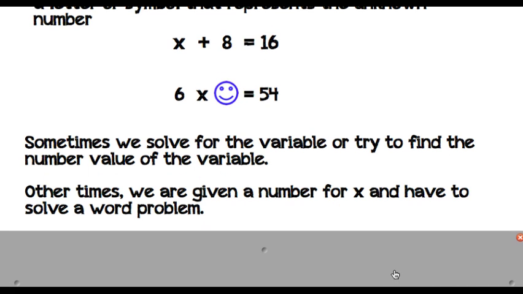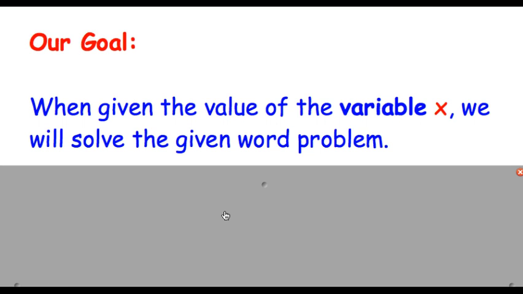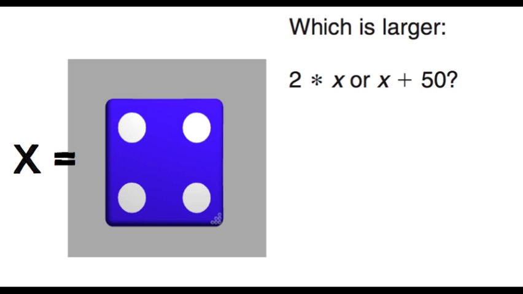Today, we are going to be given the variables, so we're going to be told what x is, and then we're going to use that to solve a word problem. Let's try one. Our goal today is, when given the value of the variable x, we will solve the given word problem. In this first problem, we have a dice, and we're going to roll that dice, and it's going to tell us what x equals. Once we know what x equals, we're going to take that value on the dice and replace these x's up here with that value. I'm going to show you an example.